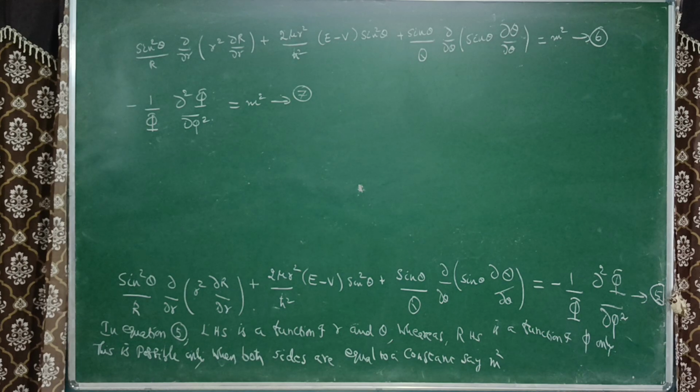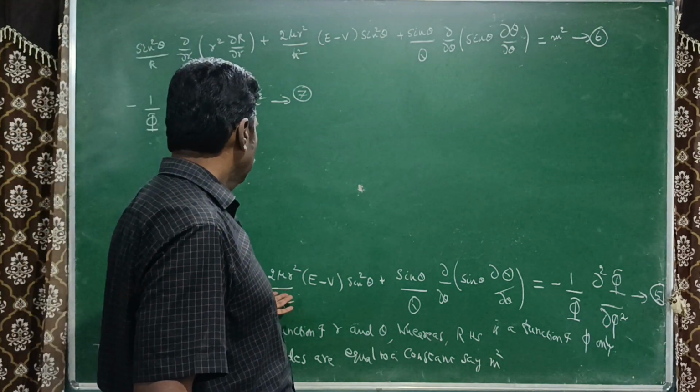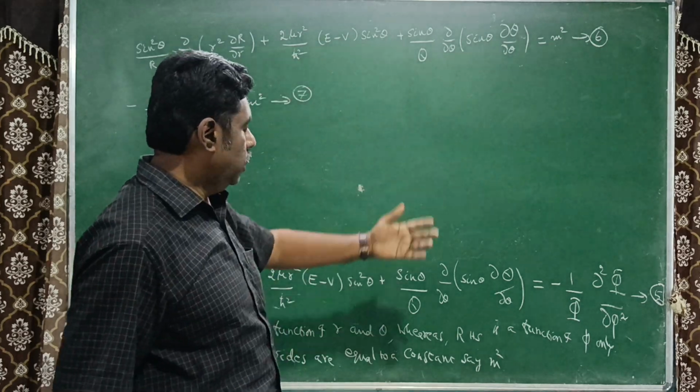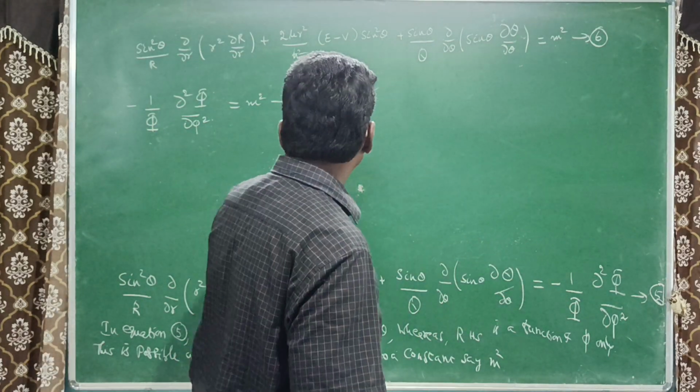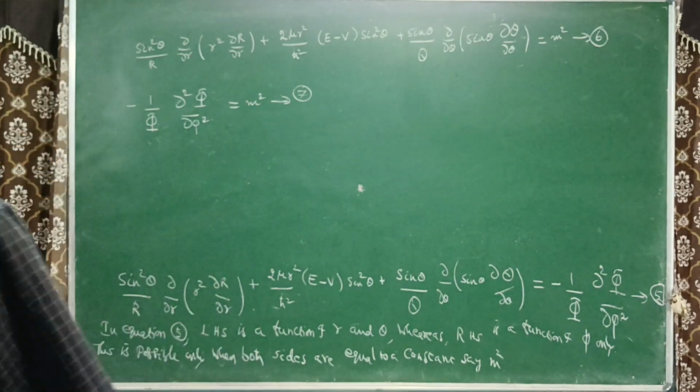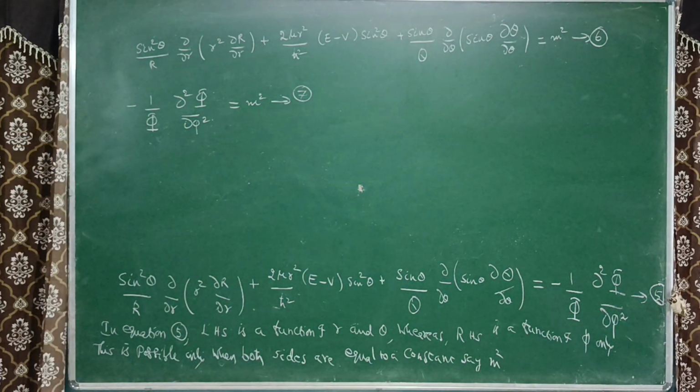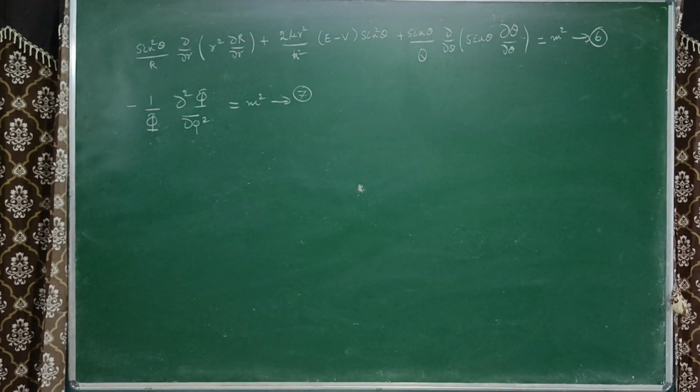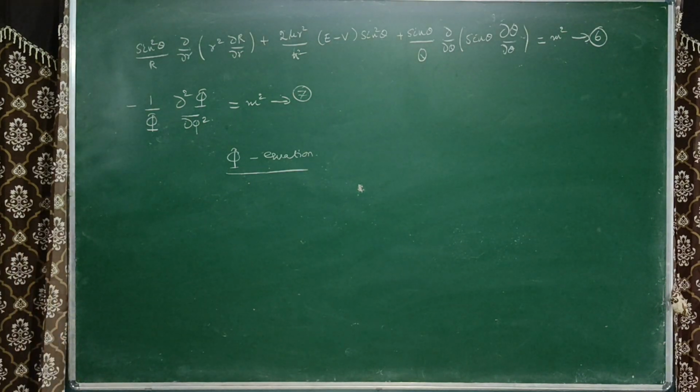I have copied the two equations separately. Say this equation equals m square, and the right hand side is also equal to m square. Now we have to solve the phi equation. Now from equation 7, d square phi by d phi square equals minus m square into phi.